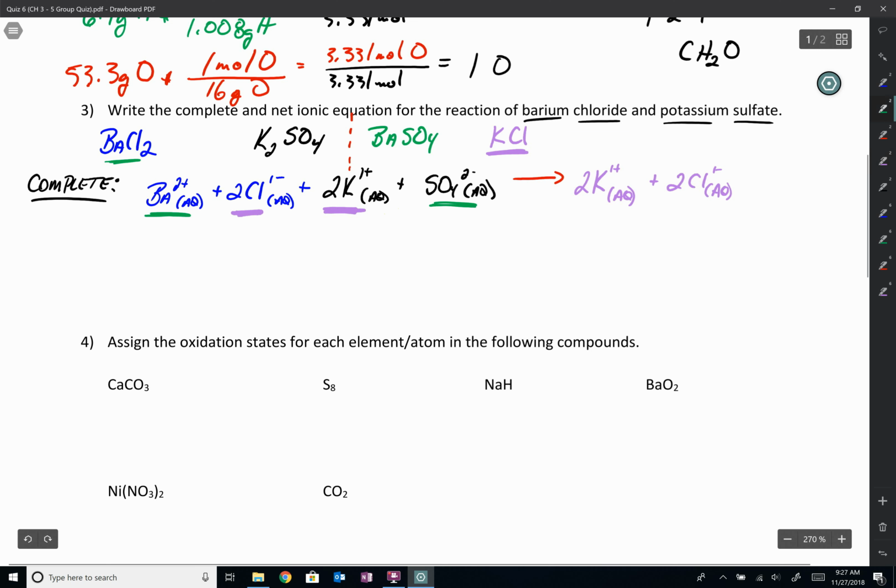We take a look at barium sulfate, we look at our rules, and it says that barium sulfate would be insoluble. Barium sulfate would be insoluble in solution. So it comes together, forms barium sulfate, and precipitates out. It forms a solid. Okay, so if you want to pause at this point, pull up those rules and see if you can get to the same point that I did.